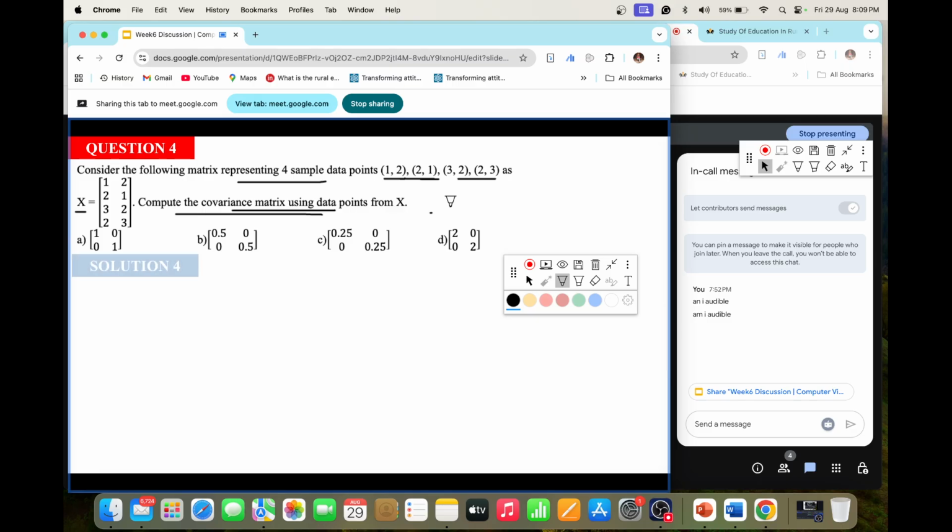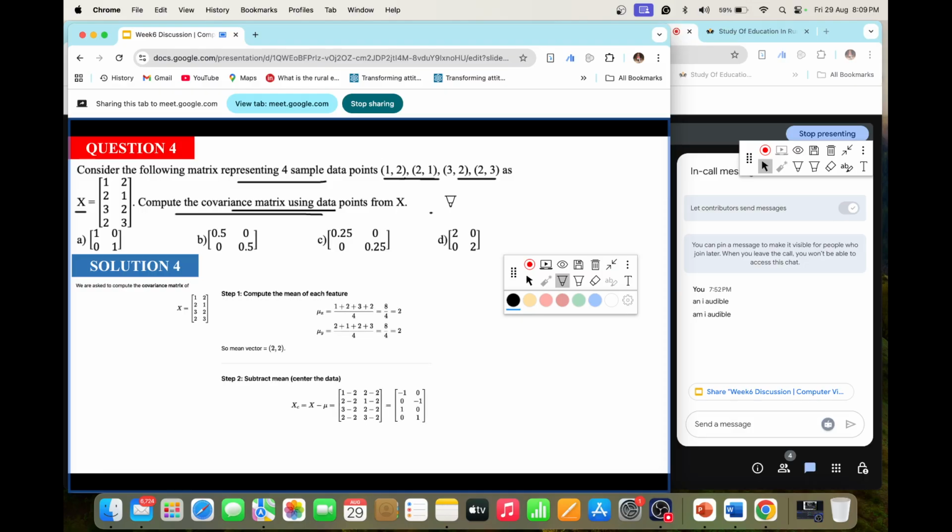So how to get the covariance matrix? First step is to get mu x and mu y. How can you find mu x? 1, 2, 3, 2, the x direction. So mu x you can find by this: 1 plus 2 plus 3 plus 2 divided by 4, because 4 elements are there.